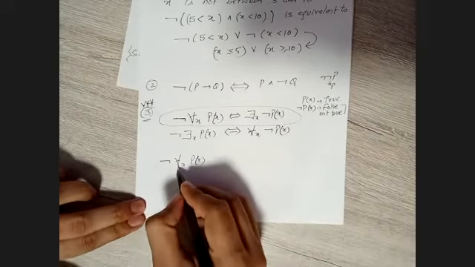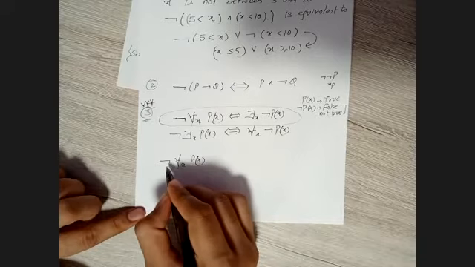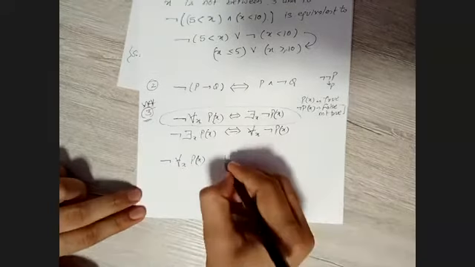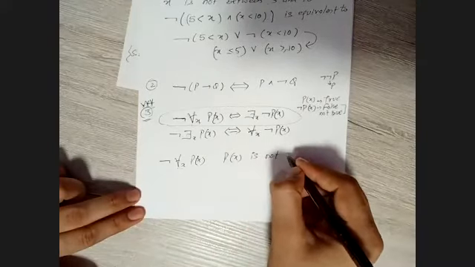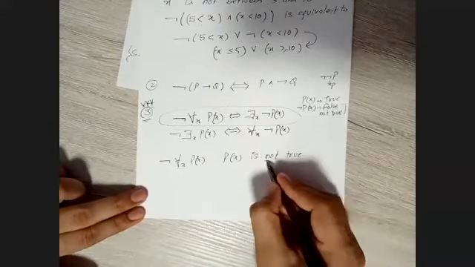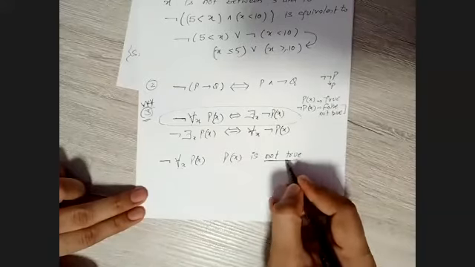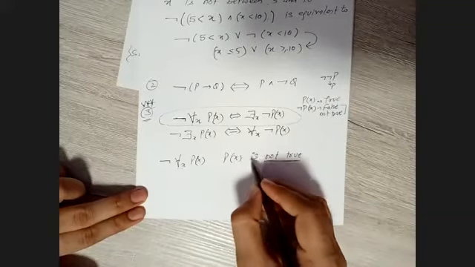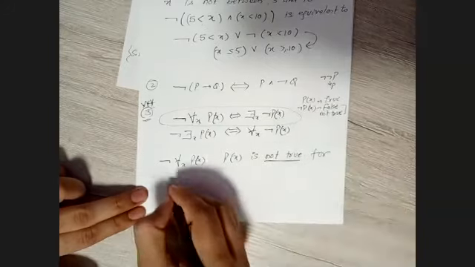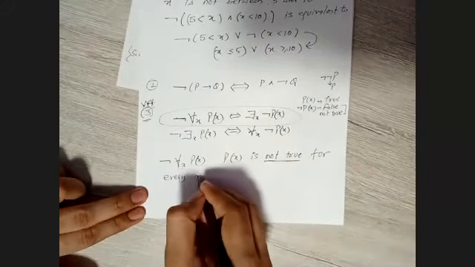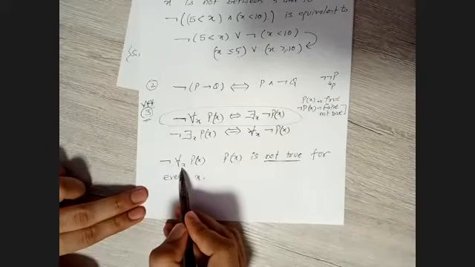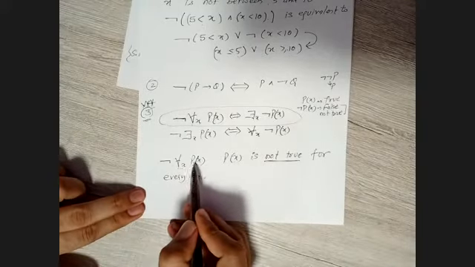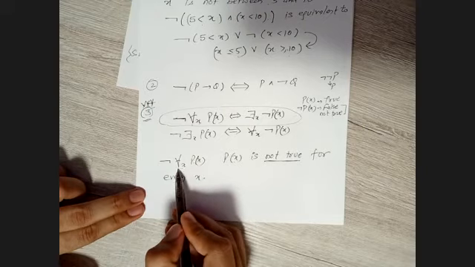I'm saying for all x P of x and then negation, it means what? P of x is not true. I haven't included false here. I am saying P of x is not true for every x. I haven't said P of x is false for every x. No, right? Because there is a difference.